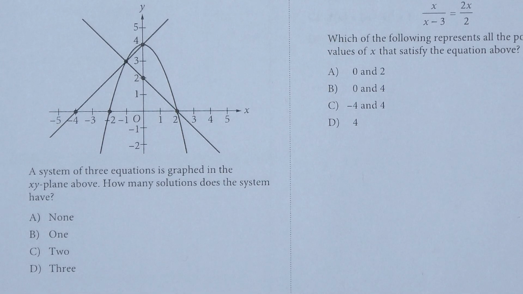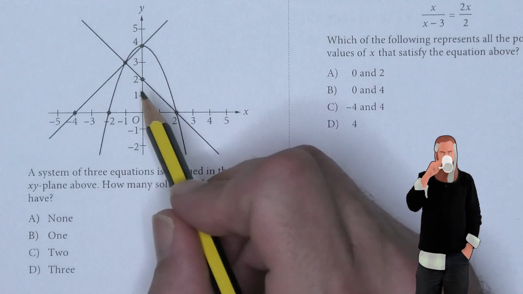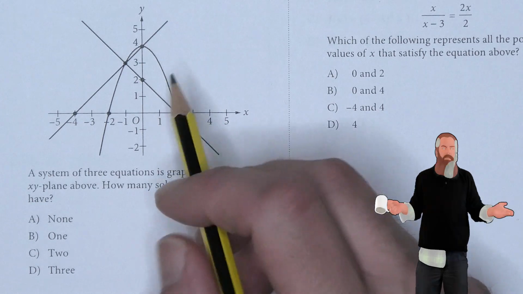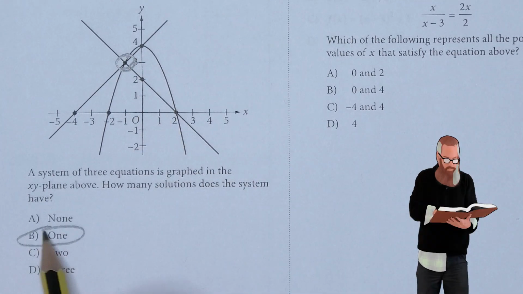How many solutions does the system have? A really simple idea here. It's not whenever these things cross, it's when all 3 of them cross, which is only at this one point, so B is the answer.